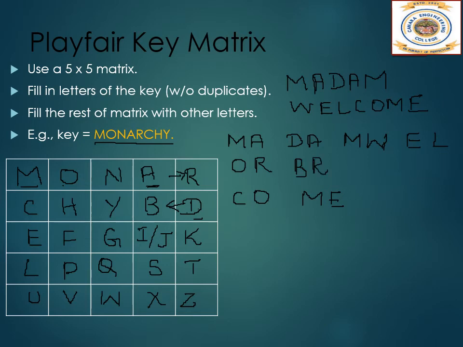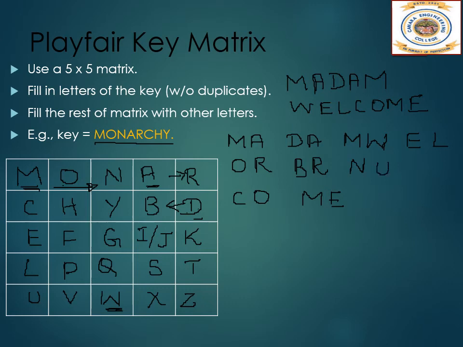Next M and W. So M is over here and W is over here. Again these are in two different columns. So for M I have to replace it with the N. See W, the element in the W's row, that is N. So M is replaced with N. And for W I have to replace the element in the M's column. So here U.